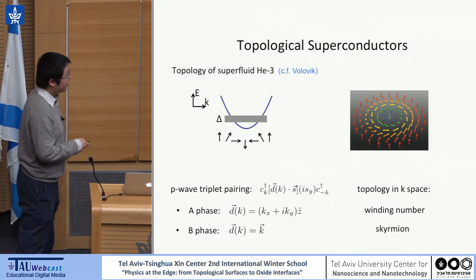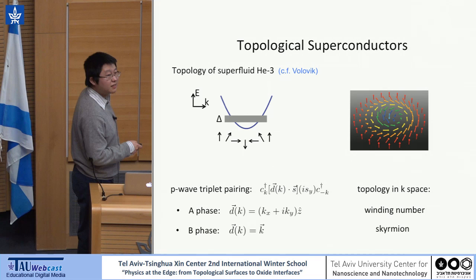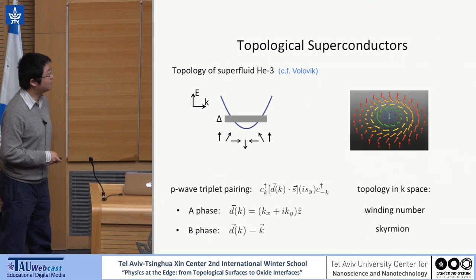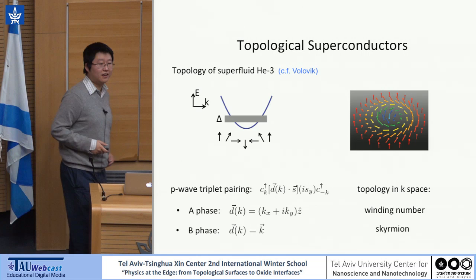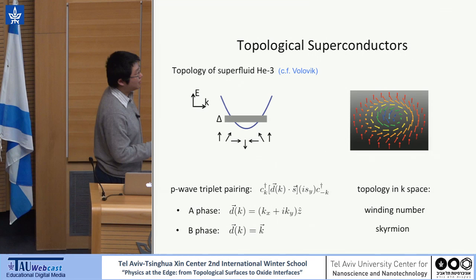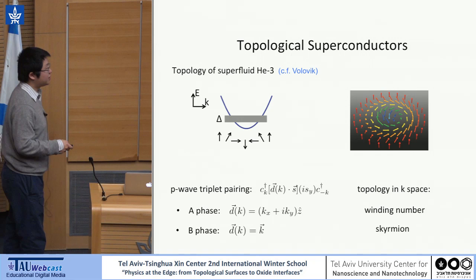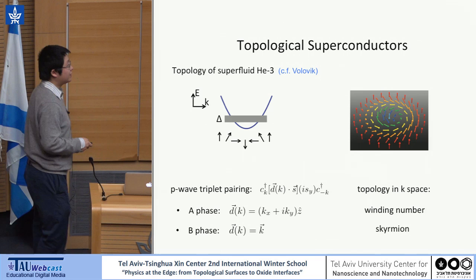In the B phase, the d-vector is actually a three-dimensional vector, and the direction of the spin of the Cooper pair is given by the direction of the momentum. This leads to a skyrmion configuration on the Fermi surface of a three-dimensional system. The d-vectors themselves form a hedgehog, and again, these hedgehogs are topological quantities in k-space. So we see that there are interesting topological properties associated with the pairing order parameter in k-space.